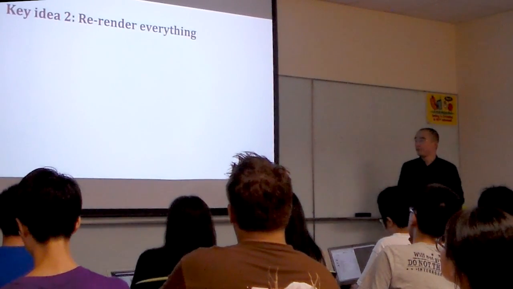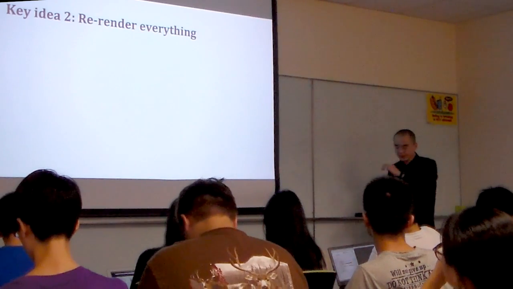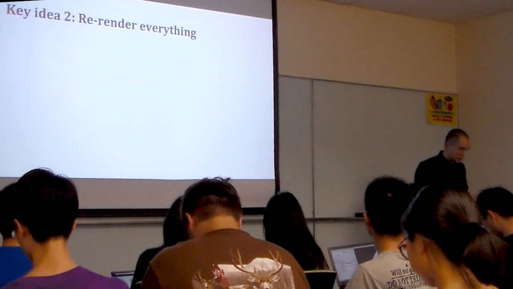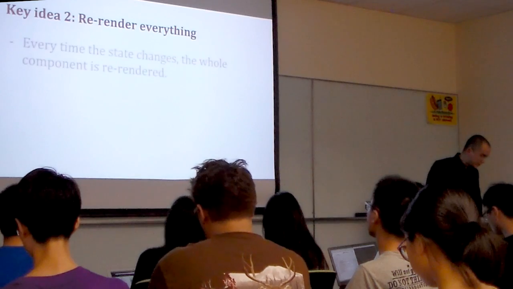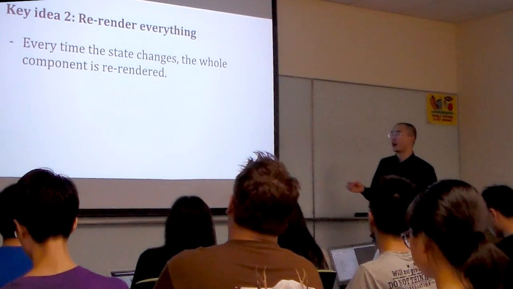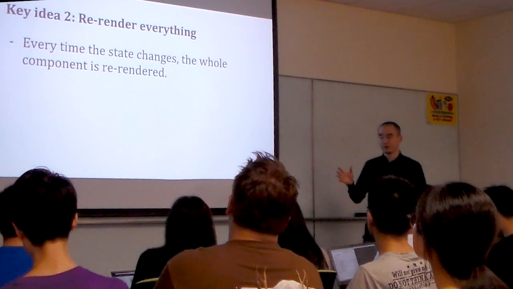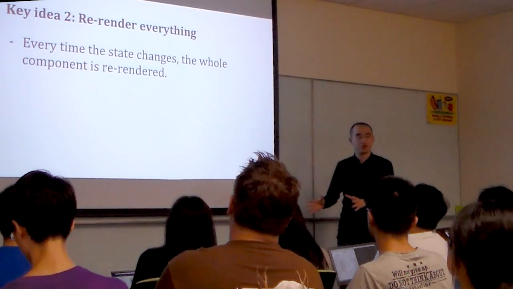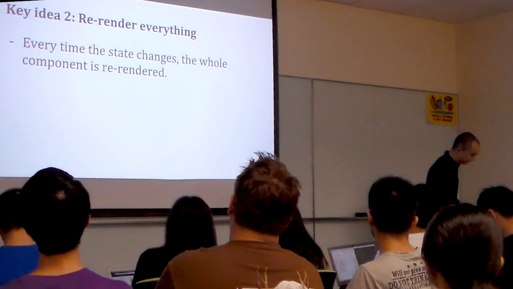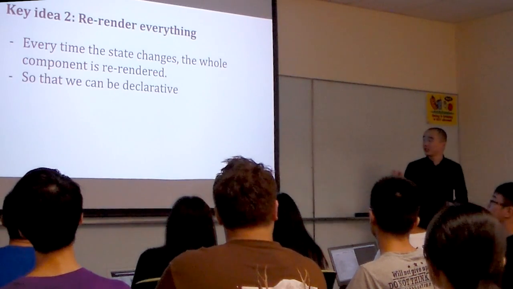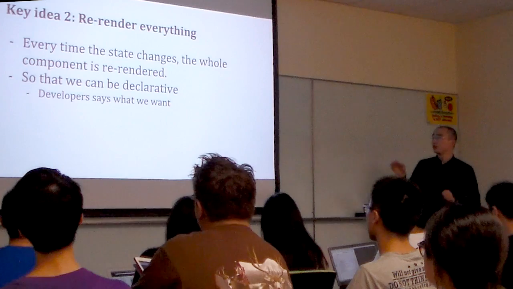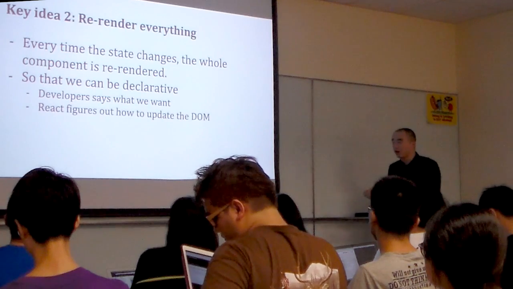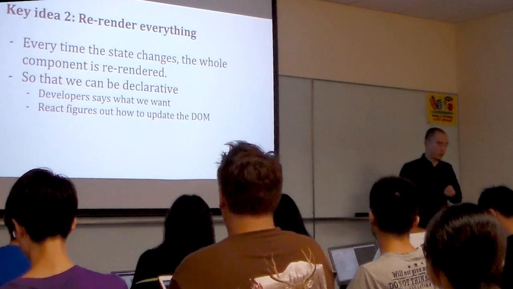And here's the key idea too. Re-render everything. As I said, in UI, states are very difficult to manage, and it gets very chaotic very soon. So how do we deal with that? Okay, how about every time any internal state of your UI changes, the whole component is re-rendered? All right, we don't care what changed, we just re-render everything to keep it clean. So we can be declarative. So we tell React what we want. We want this to act like that, and React will figure out how it should actually become what we want.